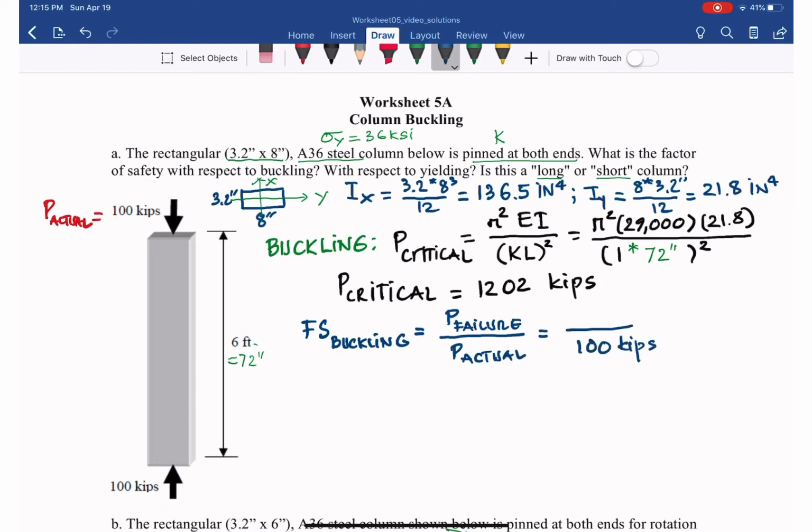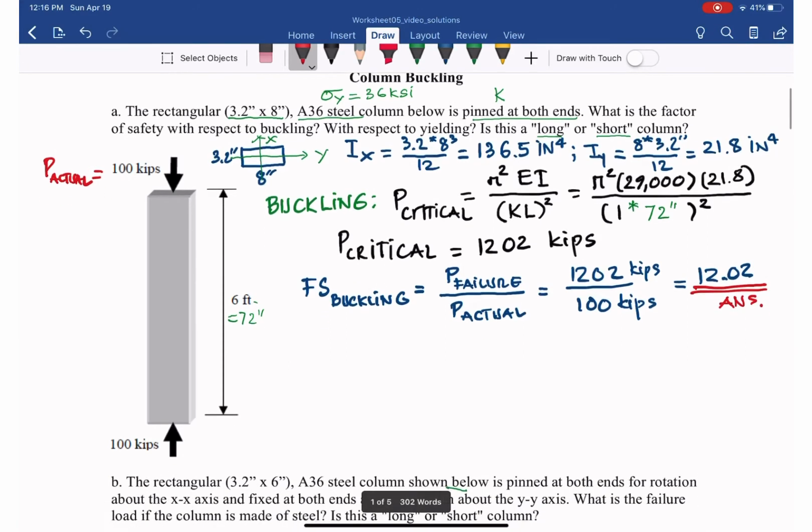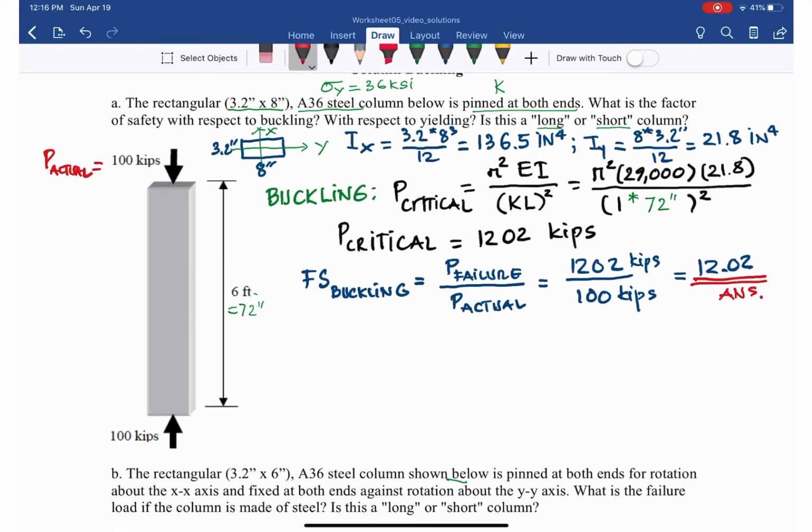And the P failure in this case, the P critical for the buckling, is 1202 kips. So from that, we have the factor of safety is 12.02. That's a very big number. So the factor of safety with regard to buckling is 12.02.